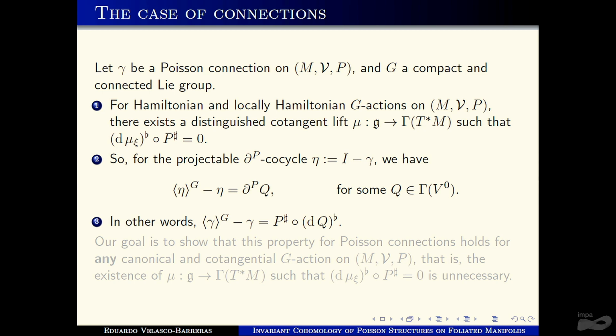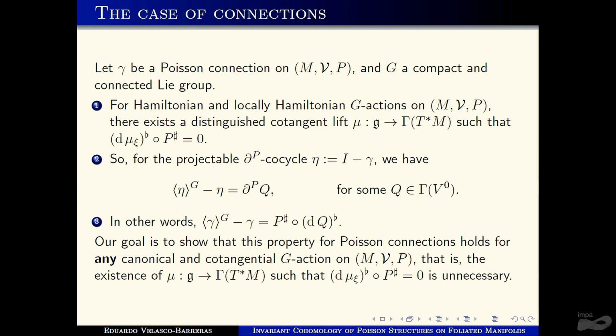But what we are going to show is that, in the case of cocycles associated with Poisson connections, we can drop this condition. This condition is unnecessary, and this relation between the Poisson connection and its G average is always satisfied even if the action doesn't admit a cotangent lift with this property. So we only need the action to be cotangential in order to have this relation. This is one of the goals of this talk.